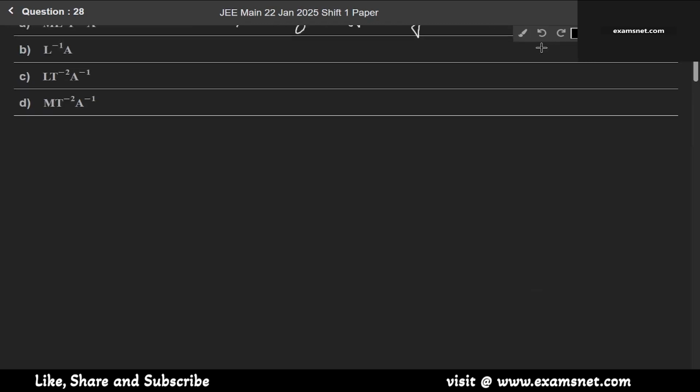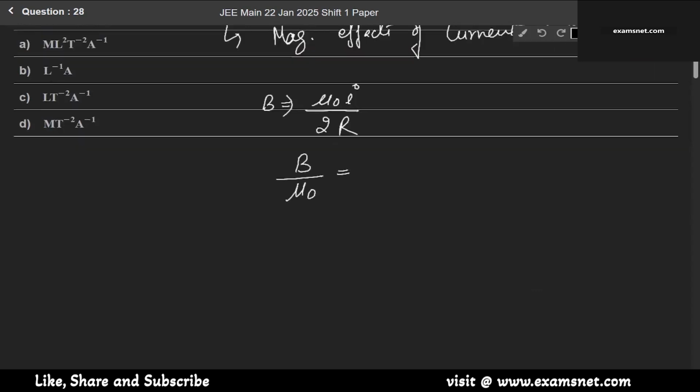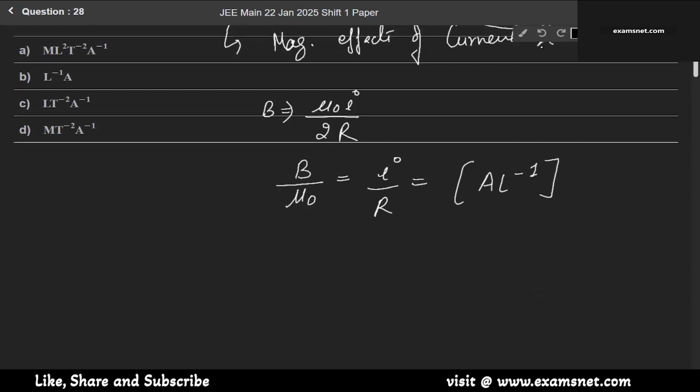So for a current carrying loop, B is equals to, we know that it is equals to mu naught I. This is a very direct formula based question, mu naught I over 2R. So B over mu naught will be equals to I over R, because 2 is constant, I over R. So it will be equals to I over R, A L minus 1. Okay. So the correct answer is option B.